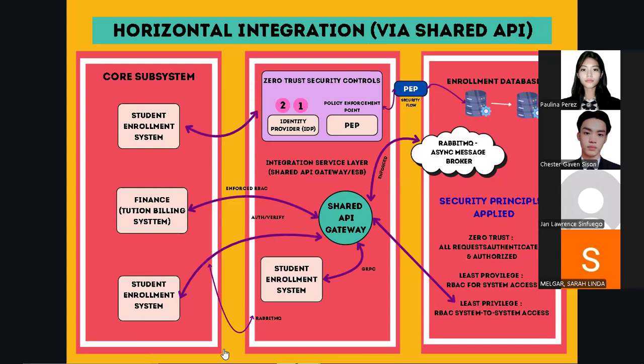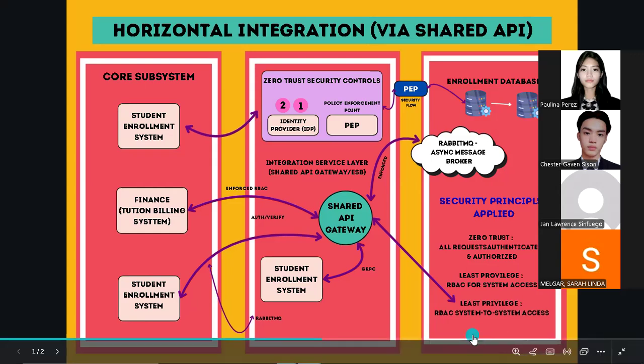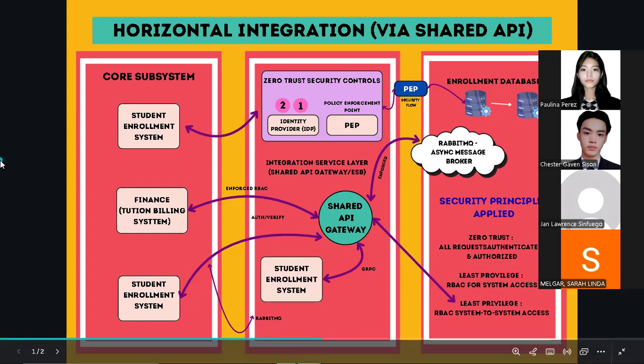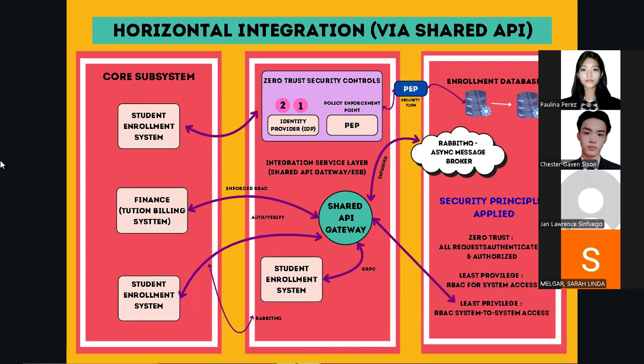Thanks, Sarah. Now let's move on to the integration service layer, which is where the shared API gateway is found. Think of the API gateway as the main door that all requests must pass through. Without it, every system would need to connect directly to every other system, and that would be messy, complicated, and very hard to secure. The API gateway keeps things organized by acting as the middle point where all the communication happens.